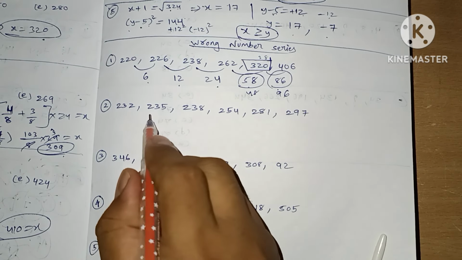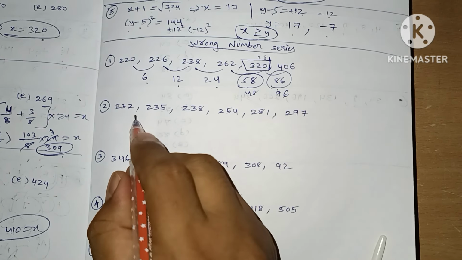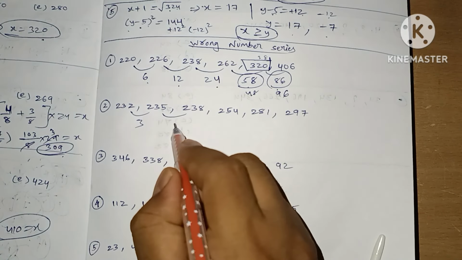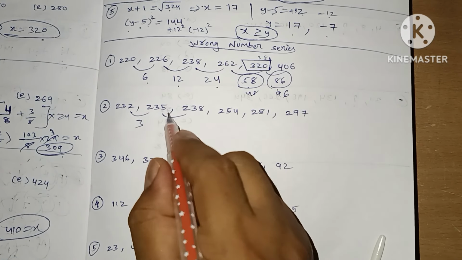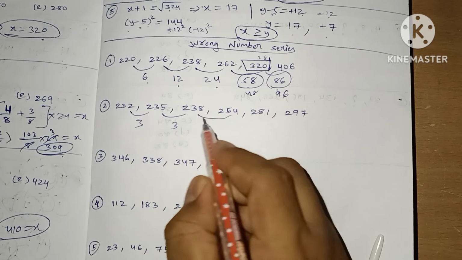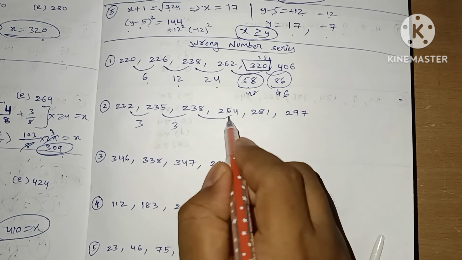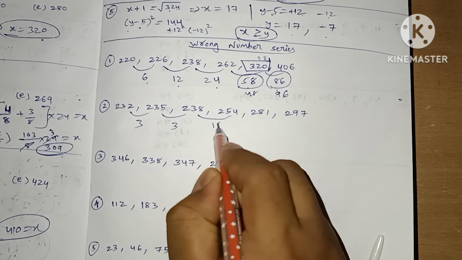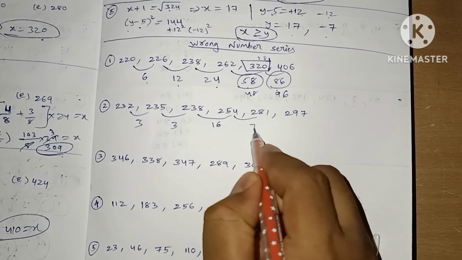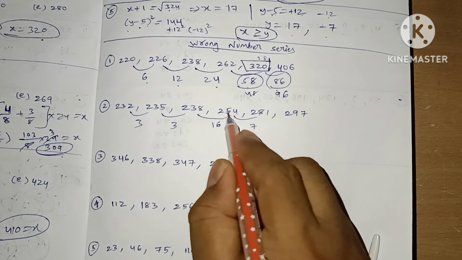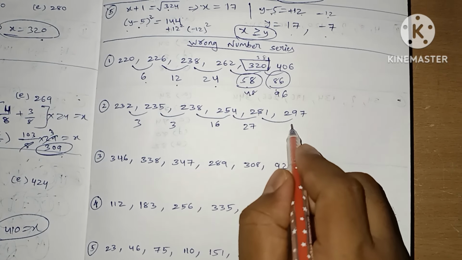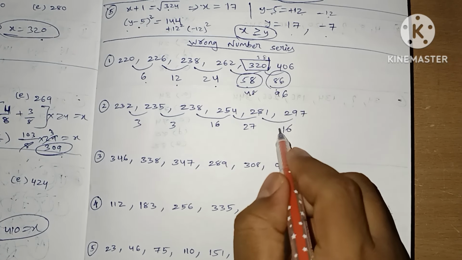Question number 2 contains here the difference between these two is 3. Here the difference is also 3. The difference between these two is 12 plus 4 16. Here the difference between these two is 7 and this is 7 minus 5 27. Here the difference between these two is 6 1 16.